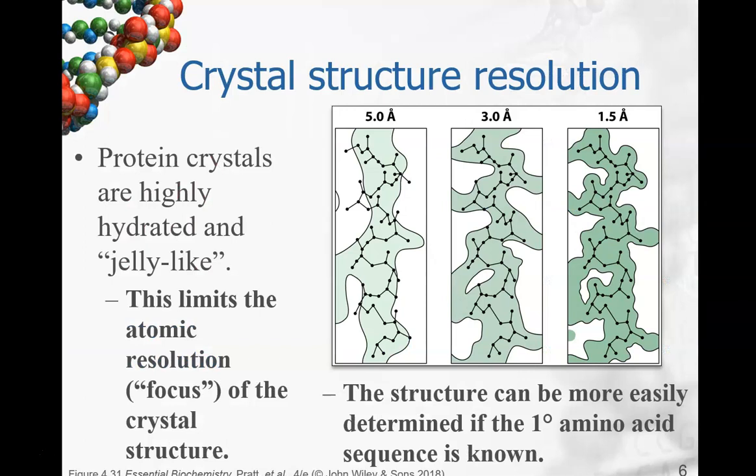Different images might have different resolutions. The lower the angstrom resolution, the sharper the image. So if this is the structure of a protein here, you can see over here on the right we have a nice sharp image, or over here the image might be a little blurry, sort of like a blurry photograph. This occurs because getting protein crystals is a difficult task. Protein crystals aren't like sodium chloride crystals. The proteins are actually highly hydrated and jelly-like, so sometimes that limits the atomic resolution of the crystal structure. If you have some knowledge of the primary amino acid structure, that can help you with the resolution of your tertiary structure.